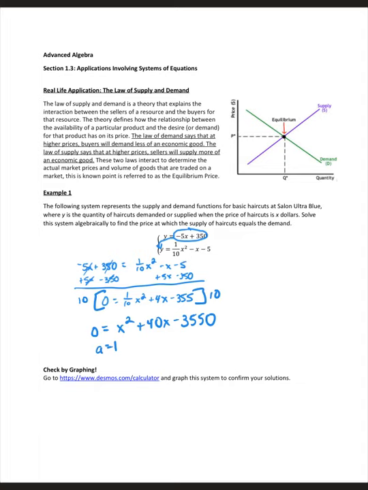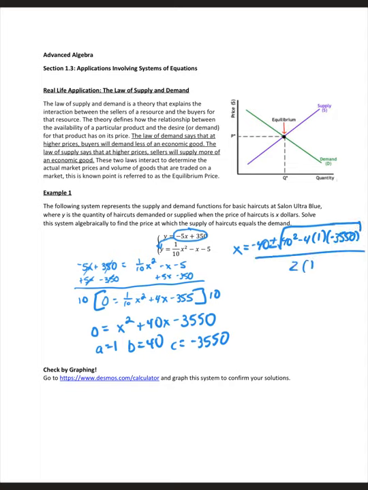So a is 1, b is 40, c is negative 3,550. Let's plug that into the quadratic formula. x equals opposite of b, so negative 40 plus or minus the square root of 40 squared minus 4ac, all over 2 times a. And let's simplify this. I get negative 40 plus or minus the square root of 15,800 all over 2 times 1, which is 2.